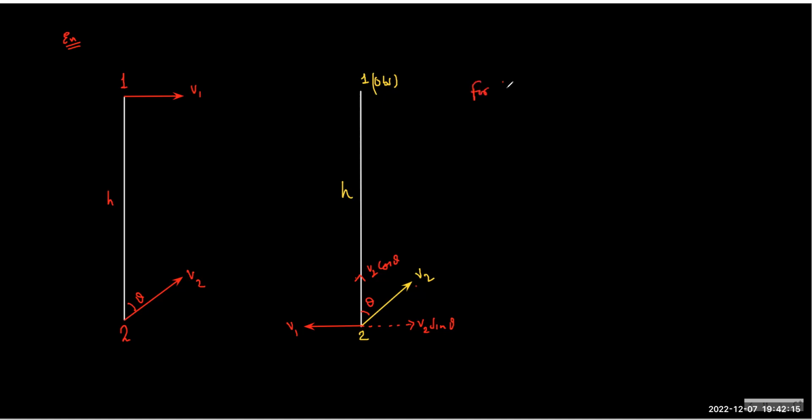So for collision, V1 must be equal to how much? V2 sin theta. Is this clear, guys? Tell me yes or no. Yes, sir. So see, we got the same answer as the first question.